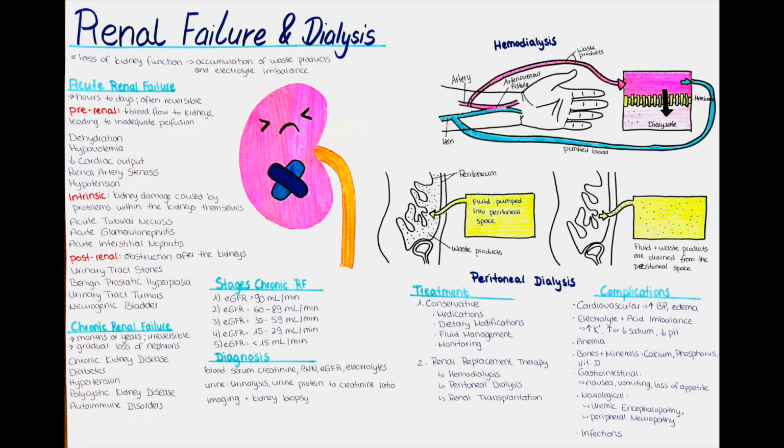Blood tests also measure electrolyte levels such as sodium, potassium, bicarbonate, and chloride. Imbalances in these electrolytes can occur in kidney failure.